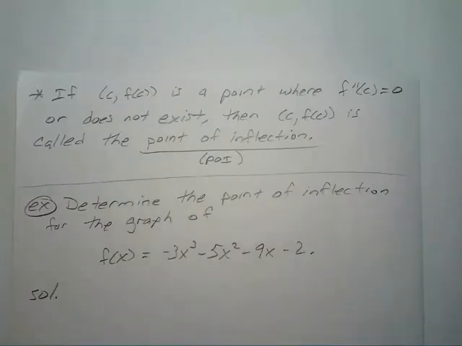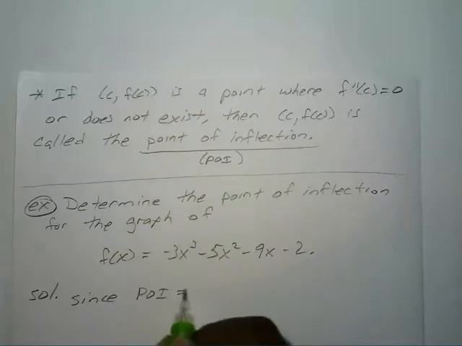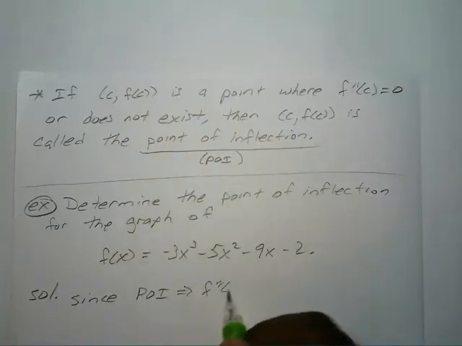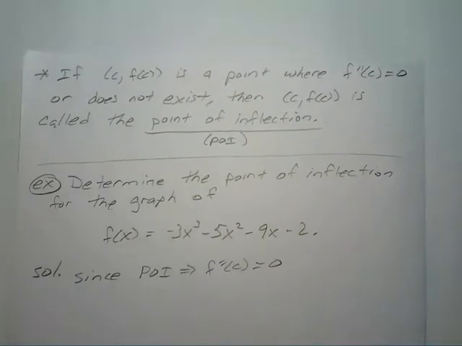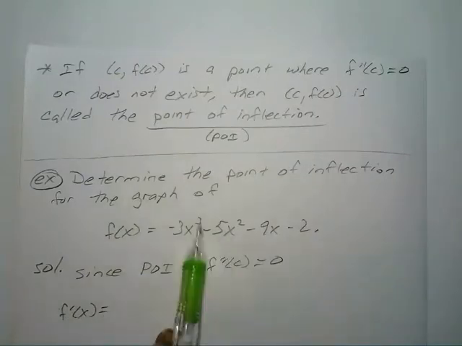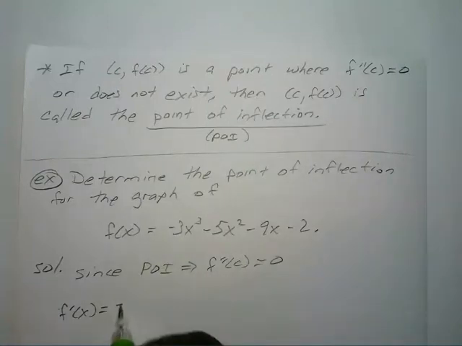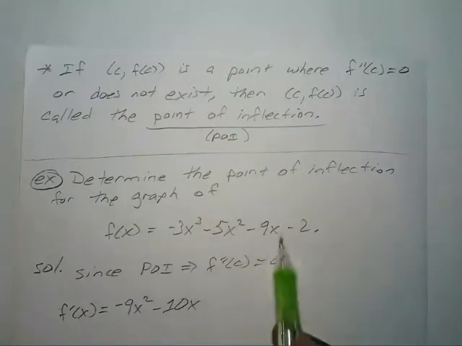So to solve this one, we know that since the point of inflection is just where the second derivative at some point equals 0, we just have to find our second derivative. Okay, so our first derivative, bring down our 3, so that's negative 9x squared. Minus, bring down the 2, so that's minus 10x. Minus 9, and the 2 becomes 0.